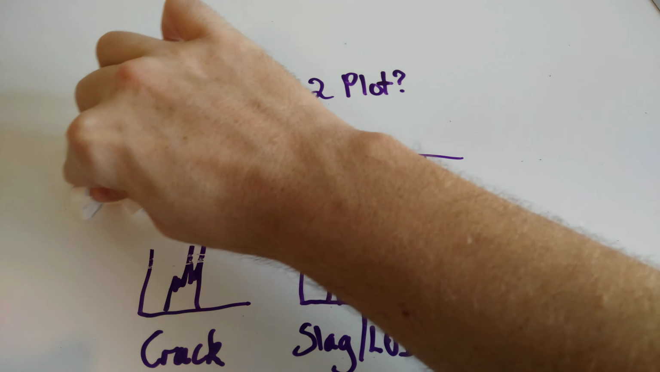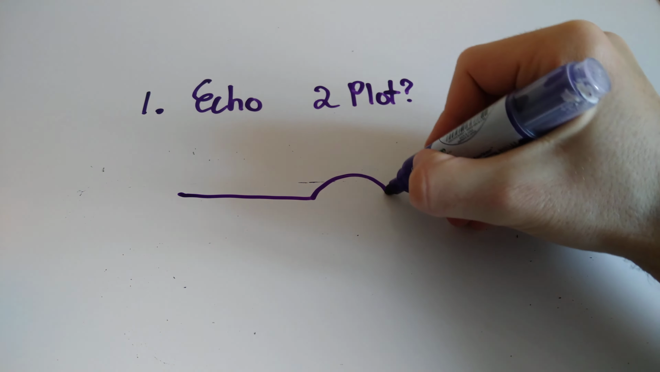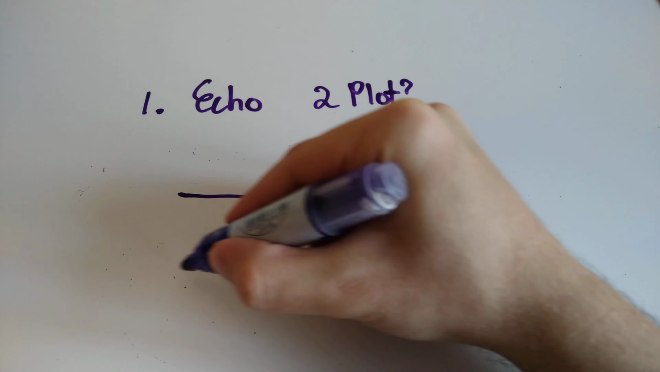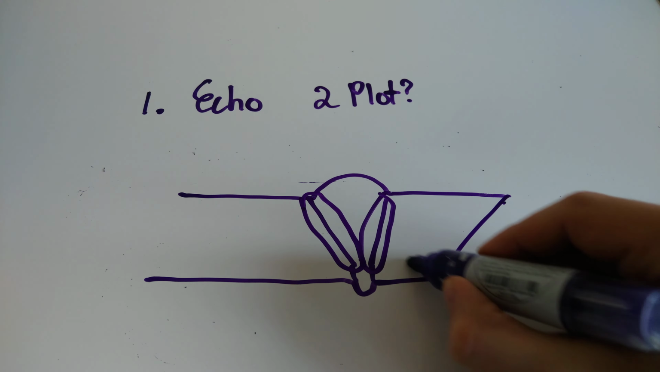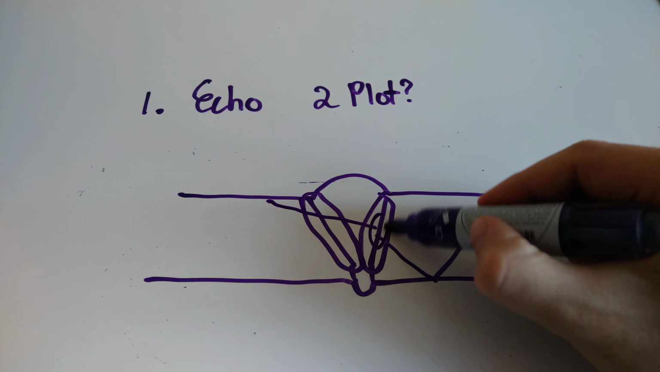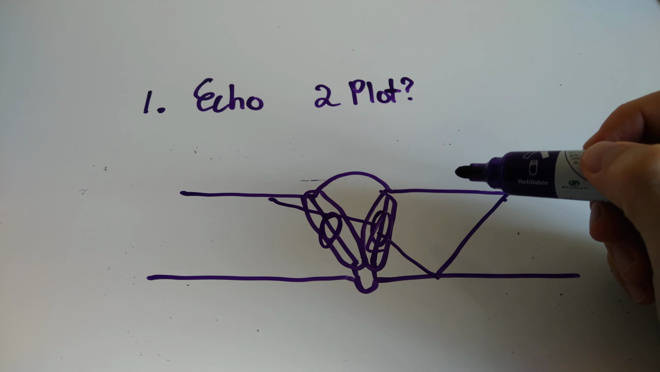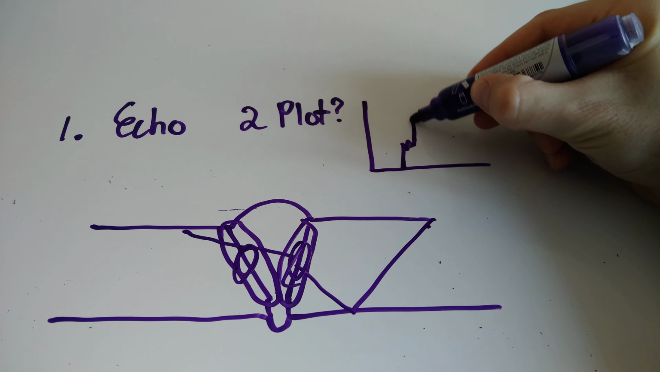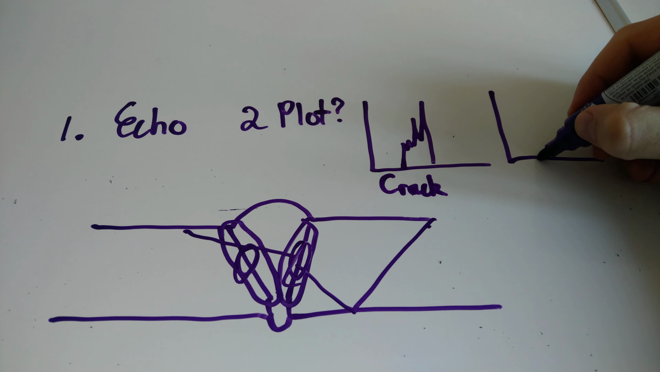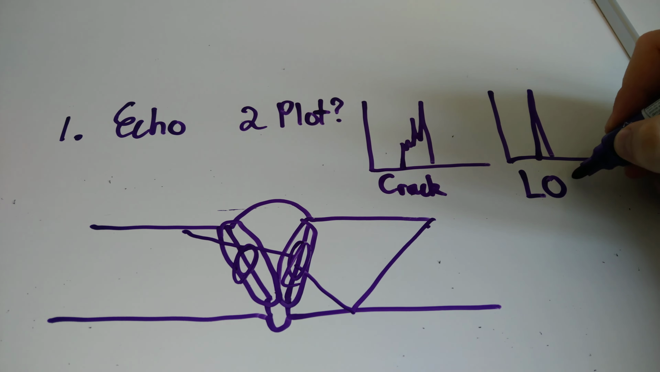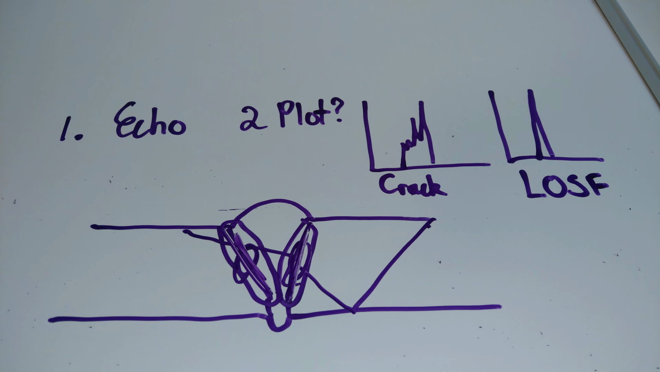All right, but we're not done yet. We still have a few other things. What if it plots out in this area? If I have an indication that plots out there like that, on the sidewall of the weld, what do I expect? Well, if it's one of these echoes, you guessed it, it will typically be a crack on the sidewall. And if it's nice and clean, this will typically be a lack of sidewall fusion. So these are for all the indications that plot out on the sidewall area of our weld.